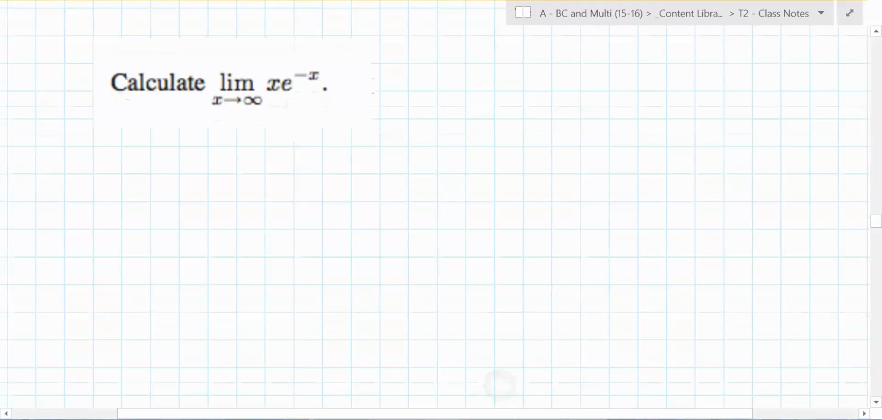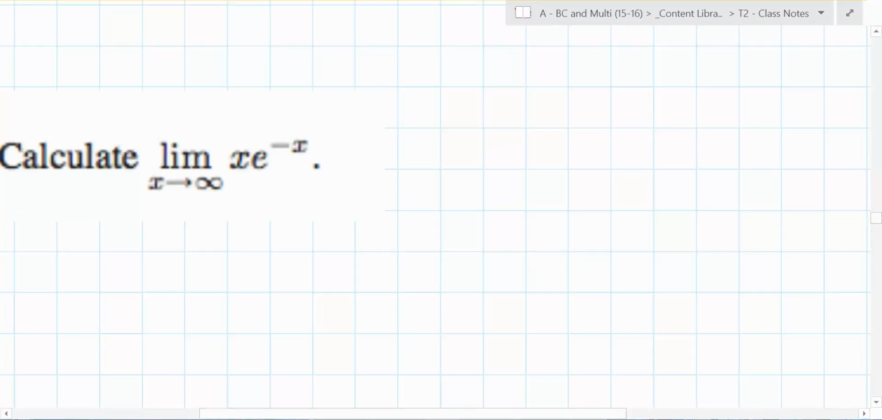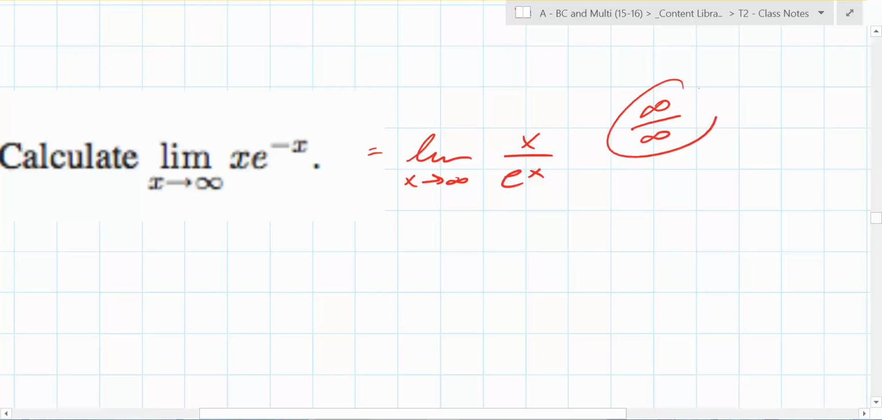You can rewrite it in one step. And what does this become when you rewrite it? It becomes the limit as x goes to infinity of x over e to the x. And as x goes to infinity, this is infinity over infinity, so is it L'Hopital's rule? Yes. You apply L'Hopital's rule.